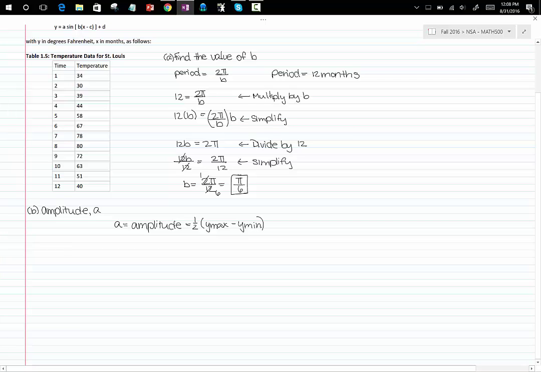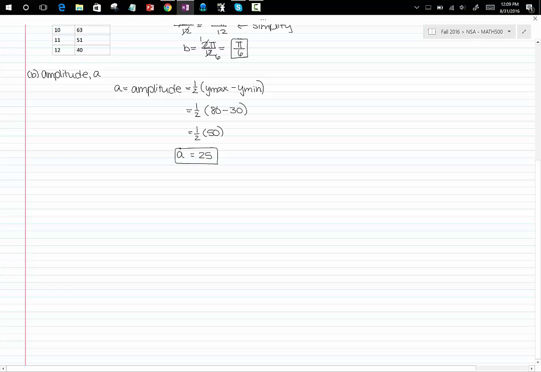And let's look here on our table. Y max is right here when the temperature is 80, and y min is right here when the temperature is 30. So we can plug that into our equation. 1/2 times 80 minus 30. Simplify. 1/2 times 50. And 50 divided by 2 is 25. So our amplitude is 25.